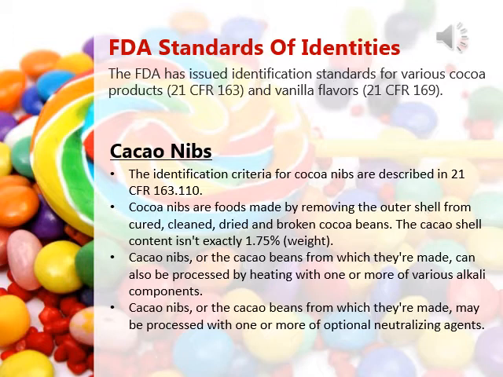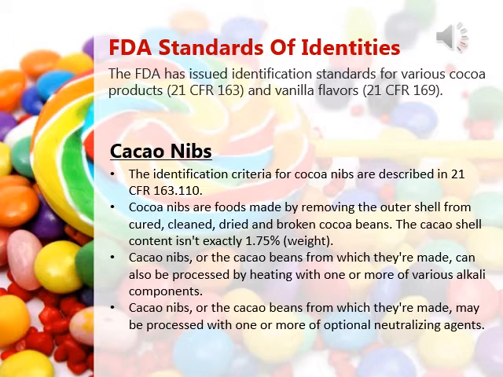FDA standards of identity. The FDA has issued identification standards for various cocoa products: 21 CFR 163, and the vanilla flavor, 21 CFR 169. Cacao nuts. The identification criteria for cocoa nuts are described in 21 CFR 163.110. Cocoa nuts are foods made by removing the outer shell from cleaned, dried, and broken cocoa beans.